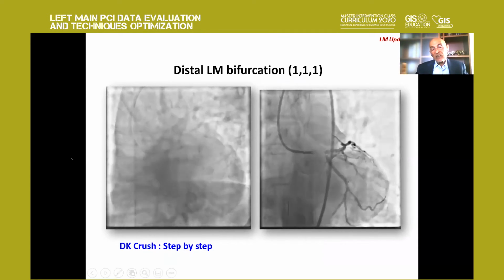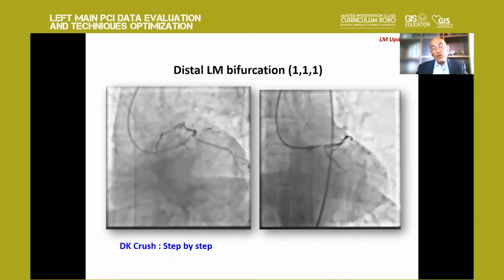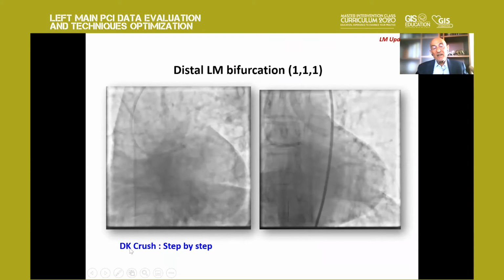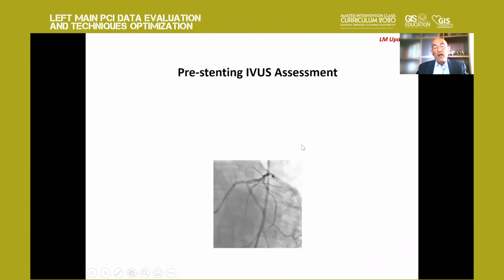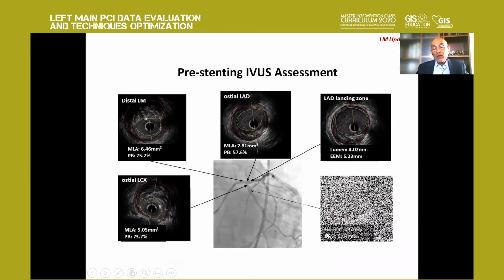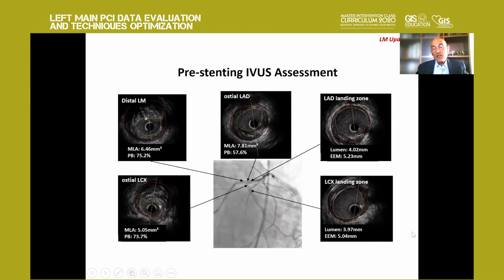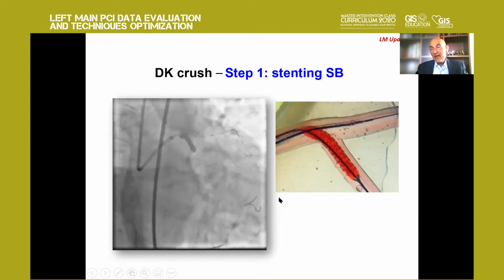DK crush, of course, has some advantages over mini crush or conventional crush, but should be done step by step. In this case, you see the first dilatation by balloon, of course, pre-dilatation. IVUS assessment is very important to see where you have your plaque, I mean the distribution, and how to size the stent, and again choosing where you have to crush the stent, whether from LAD or from circumflex. This is the first step. That means you are stenting the side branch with a balloon in the main vessel.